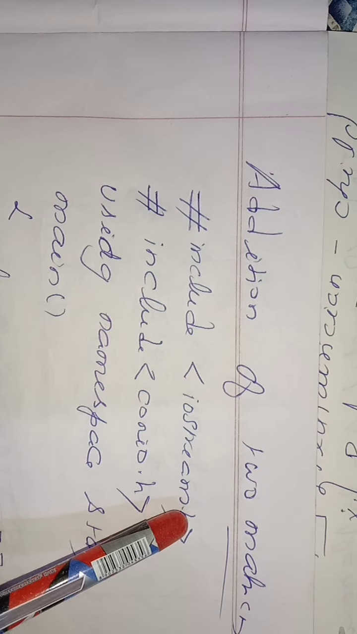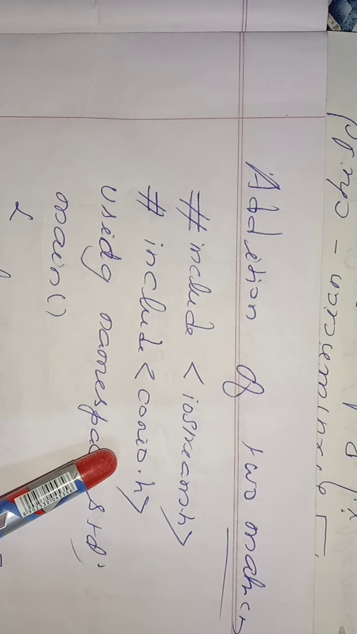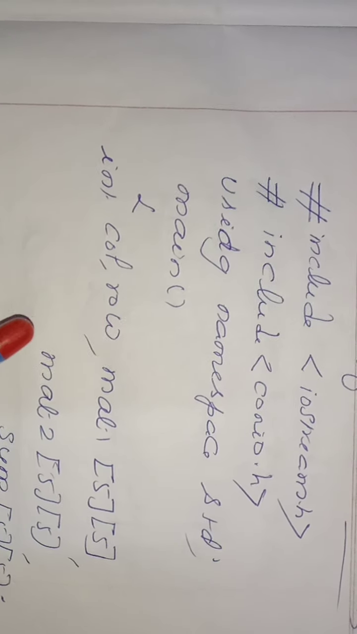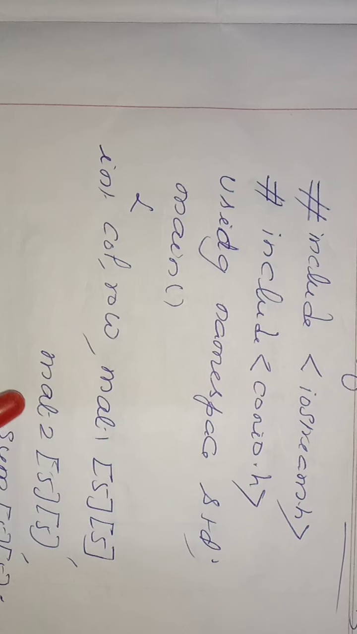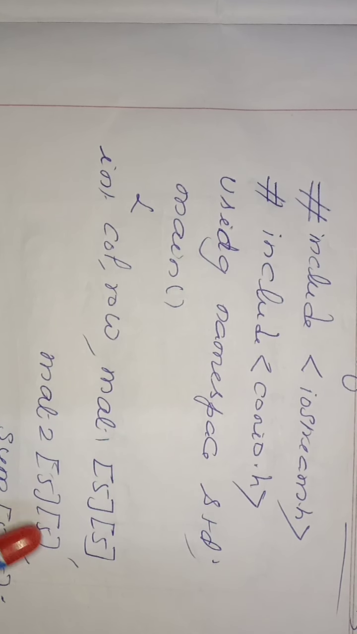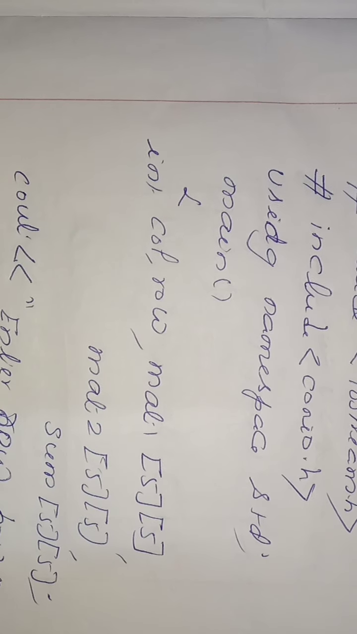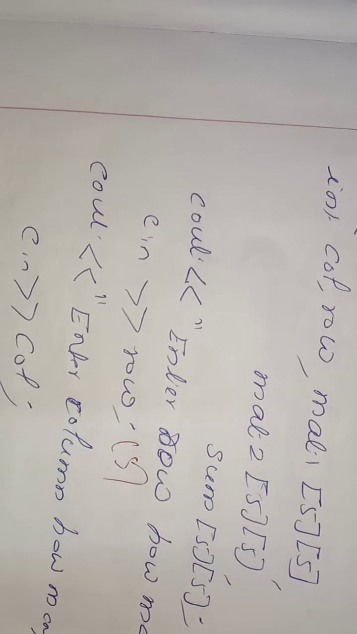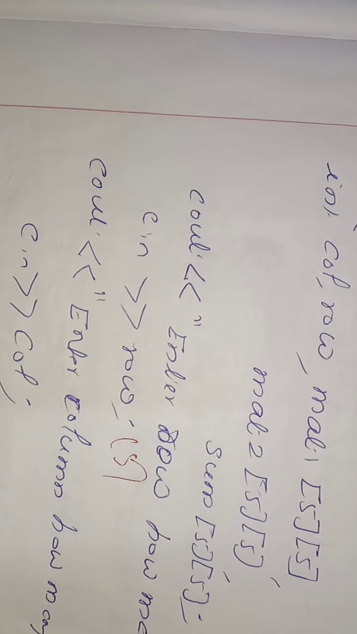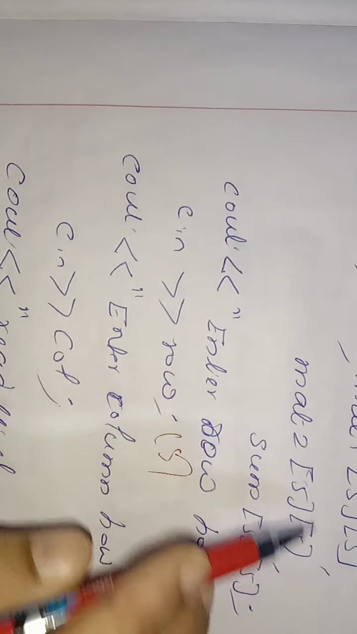I have set it up for input and output. I include conio.h, then the main program with integers: column counter, row counter, and a matrix of 5 by 5, two matrices for matrix addition. Matrix 1 is 5 by 5, and matrix 2 must be of the same order. First you enter the row value, which is 5. Similarly the column value is 5. Then only 5 by 5 will come.